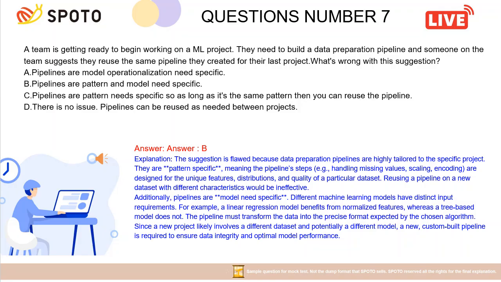Additionally, pipelines are model need specific. Different machine learning models have distinct input requirements. For example, a linear regression model benefits from normalized features, whereas a tree-based model does not. The pipeline must transform the data into the precise format expected by the chosen algorithm. Since a new project likely involves a different dataset and potentially a different model, a new, custom-built pipeline is required to ensure data integrity and optimal model performance.